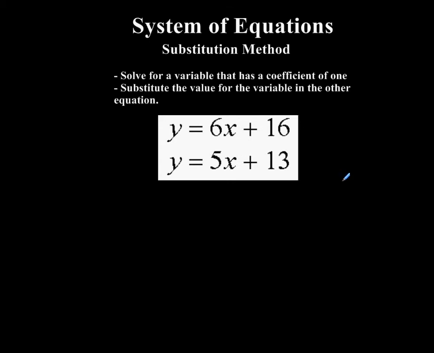This lesson is on solving systems of equations using the substitution method. What we have here are two linear equations. If we were to graph these two lines on the same coordinate plane, they would intersect or cross each other at one point. And our goal here is to use algebra to find that one point where they would cross.